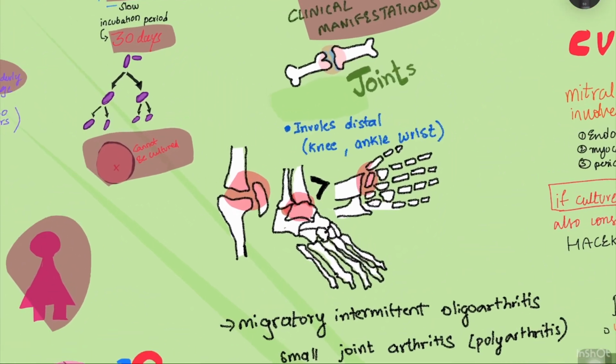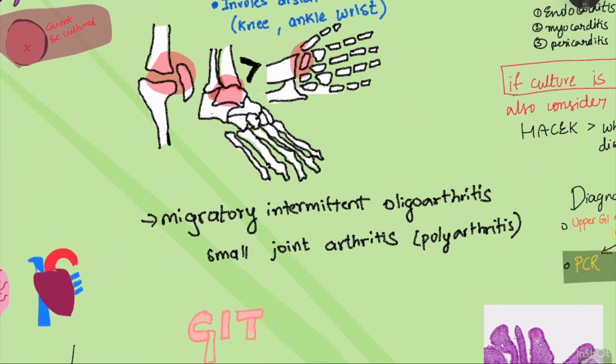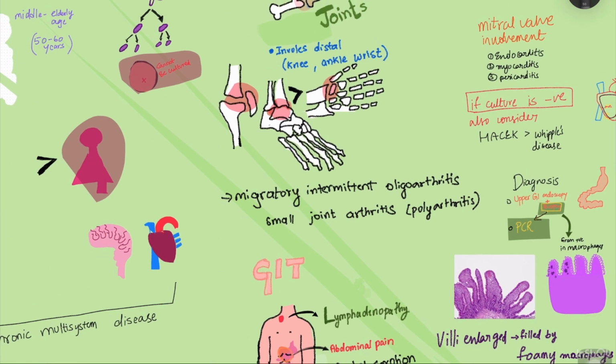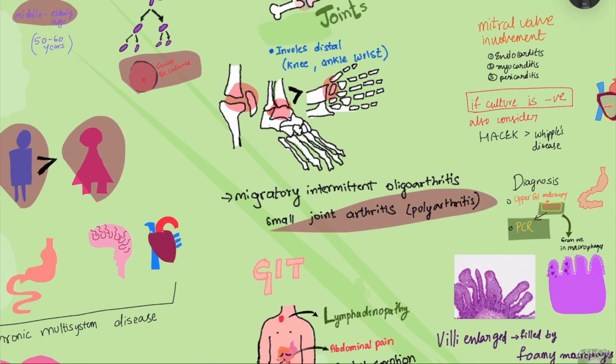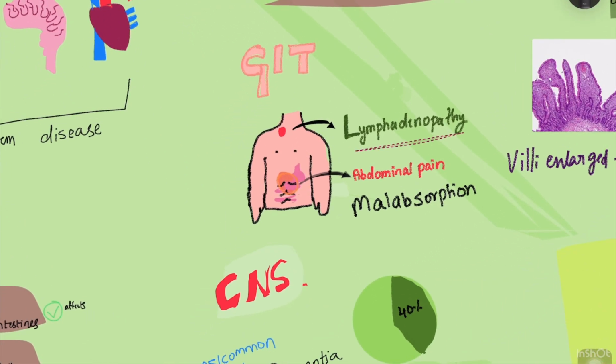It involves joints. Here distal joints are involved, knee, ankle and wrists, and it causes small joint arthritis and migratory intermittent oligoarthritis. Coming to the GIT, you know that lymphadenopathy is present. You'll have swellings in lymph nodes, abdominal pain and malabsorption syndromes.